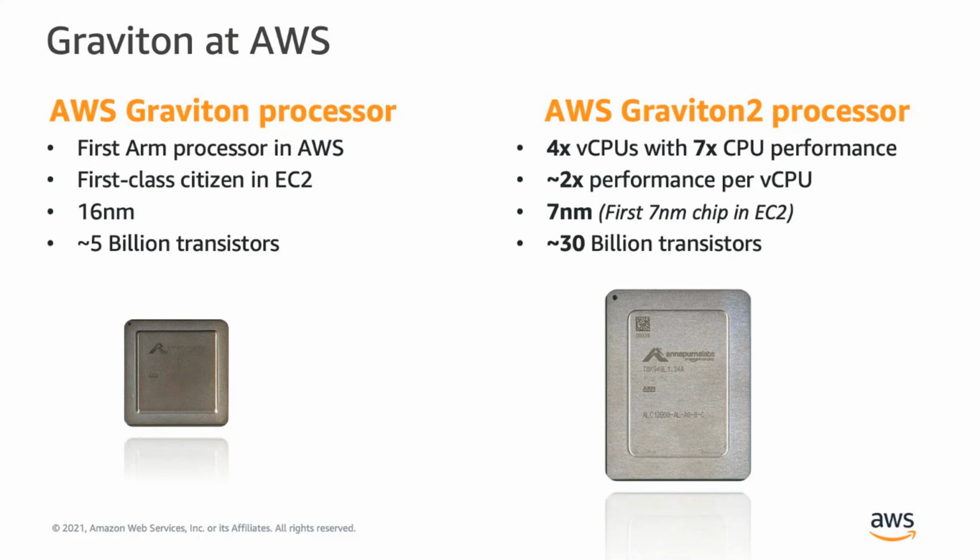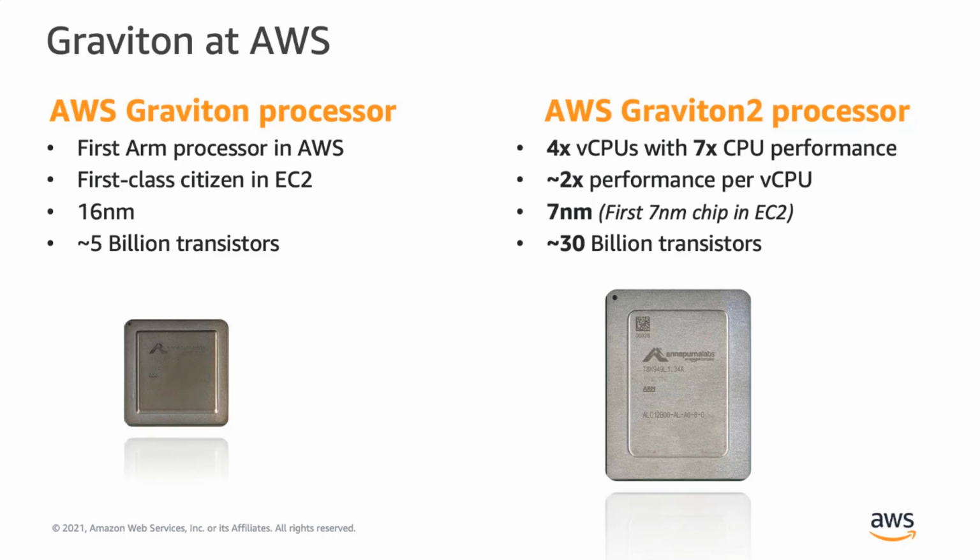You can see here, it has 4 times the number of vCPUs. We'll talk later. It has 64 different vCPUs. And in total, it has 7 times more CPU performance. If you kind of work backwards on the math there, that means that each of the vCPUs is roughly 2 times more performant than the one in the original Graviton.